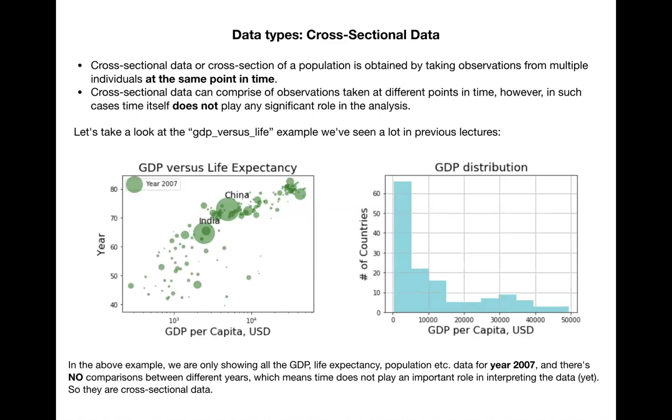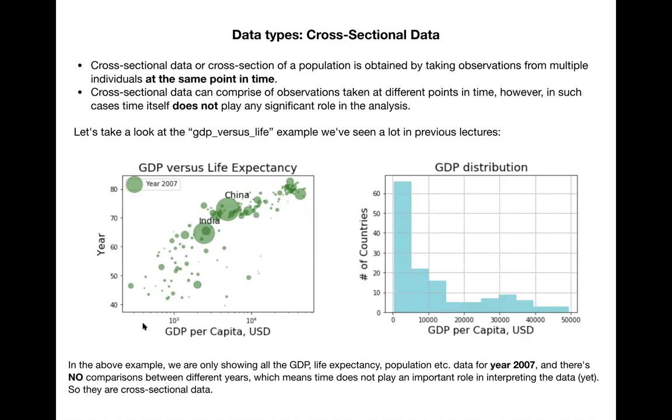For example, let's take a look at cross-section data. Just by the name, it means a data set measured at a fixed point in time. So there's no time information. It's a cross-section. Cross-section data does not involve any variations in time. For example, this is the GDP versus life expectancy data set you've been working with a lot in previous lectures, and you can see this is the plot we've generated.